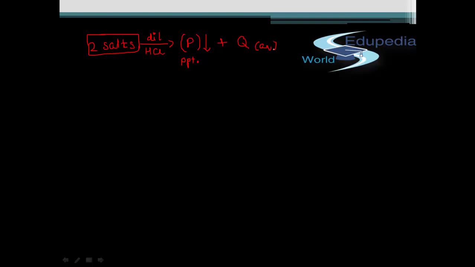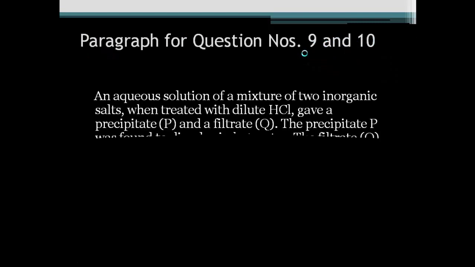So what do we have? Our starting point is 2 salts, and then what we are doing? We are making them react with dilute hydrochloric acid. What is happening from this reaction? From this reaction we are getting 2 compounds, P, which has been told to us is a precipitate, and a filtrate Q. What is meant by a filtrate over here? A filtrate over here means it is soluble, so I am representing it with aqueous. This is the information which has been given in the first part of the question. Let us read the question further.